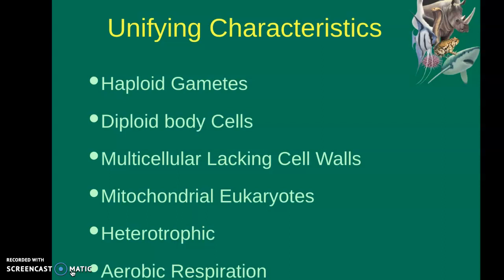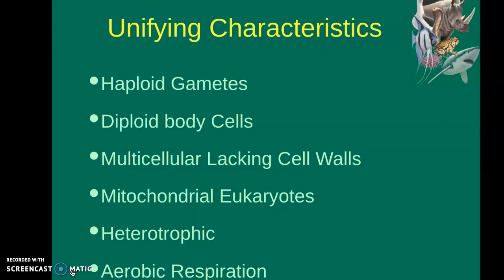So haploid gamete means, diploid means 2, so we're diploid, we have 2 copies of each chromosome. Haploid means 1, so when we produce egg or sperm, instead of having 2 copies of chromosomes, we give 1 copy of our chromosomes to our offspring, because the other parent is going to give the second chromosome, so that they become diploid.